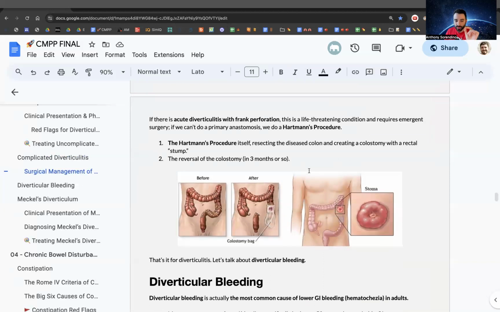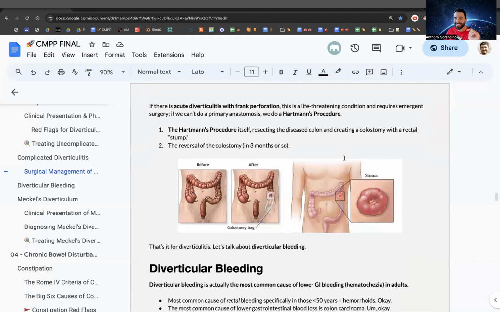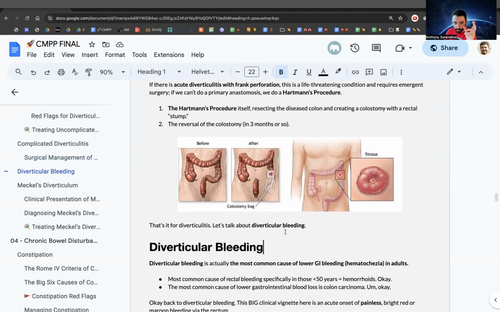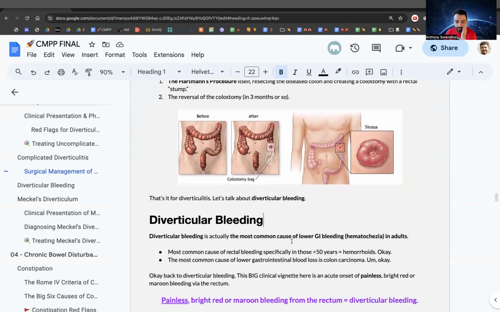What this is, you resect the diseased colon, you just take it out, and you create a colostomy with a rectal stump. So literally your rectum is a stump. It's just sitting in your body, not doing anything. Then they reverse the colostomy in 3 months or so. I don't know, do they connect one end to the other? I guess they would then do an anastomosis. I don't think that's really important, but they reverse the colostomy. It's not a permanent thing.